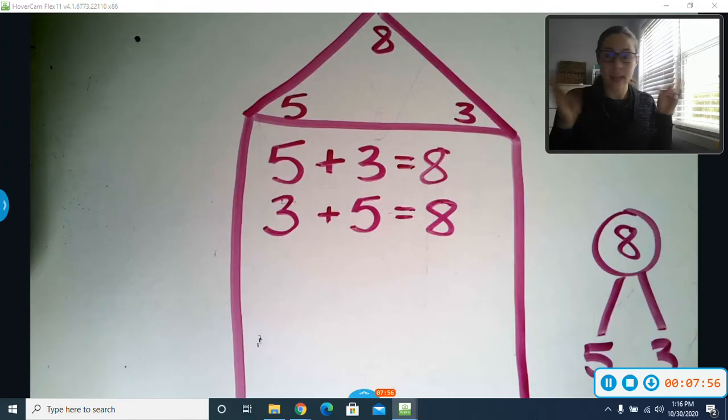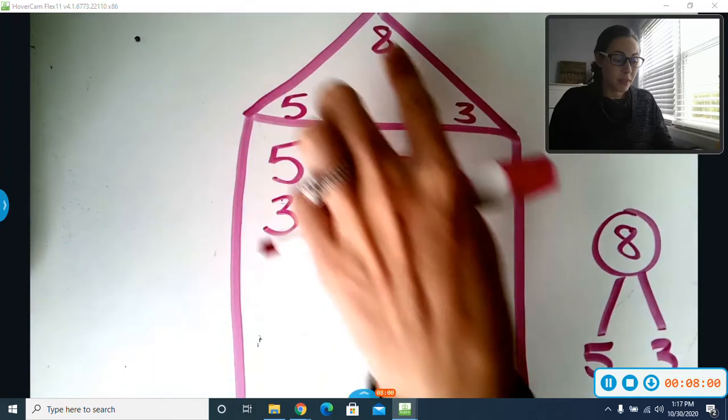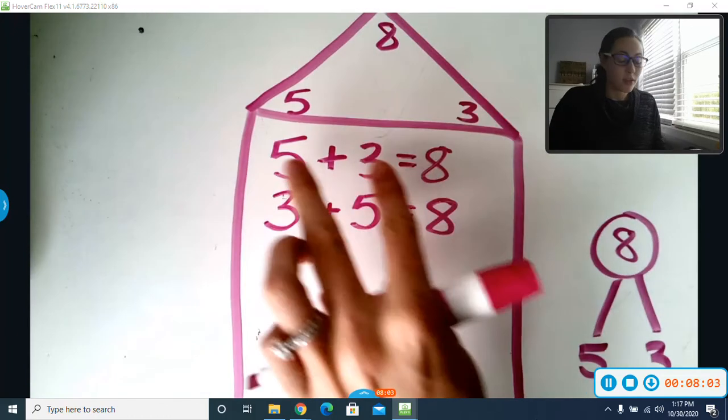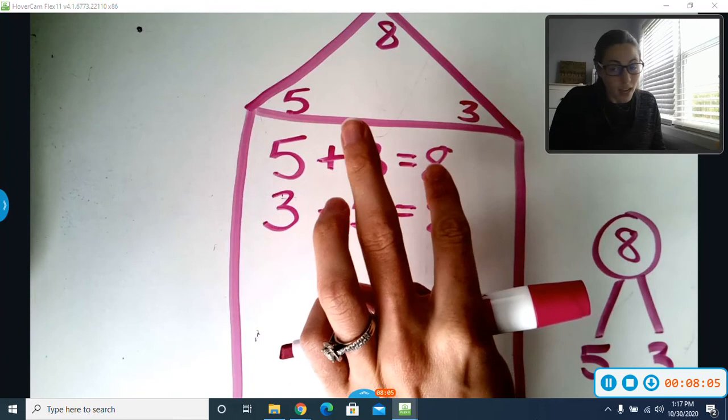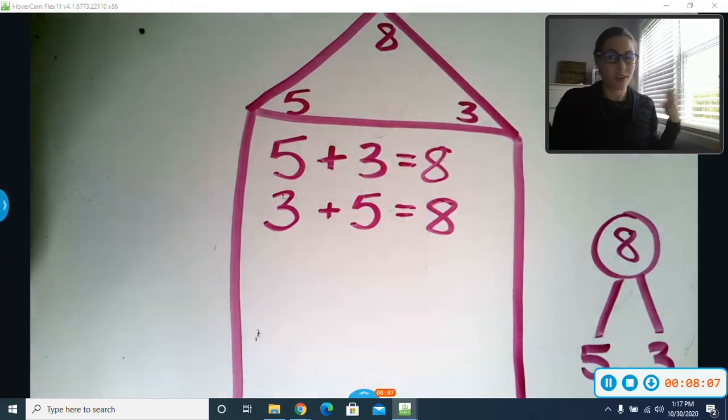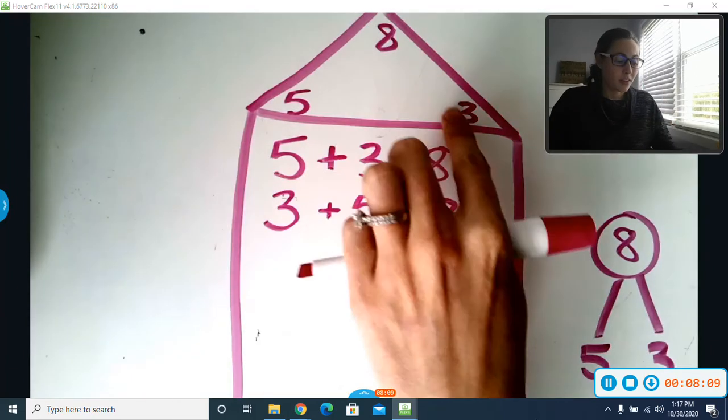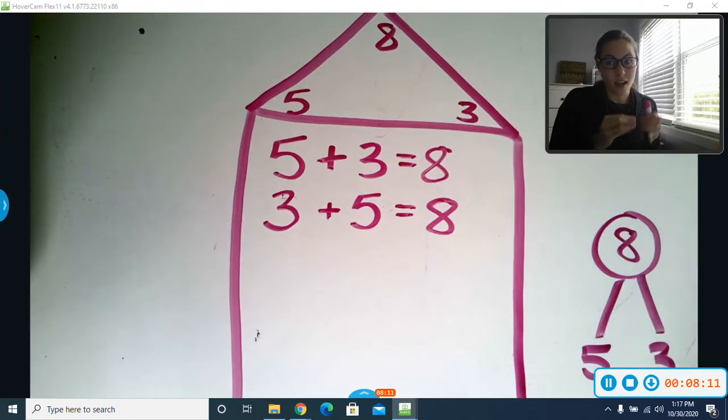Notice how I'm only using the numbers in my roof. I can't make up random numbers and put them in my number sentences. This fact family has to stay together. 5 and 3 will only make 8. It won't make any other number ever, so we can't throw in whatever numbers we want. Our fact family has to stick together in their house. Okay? Okay, we have our adding done.